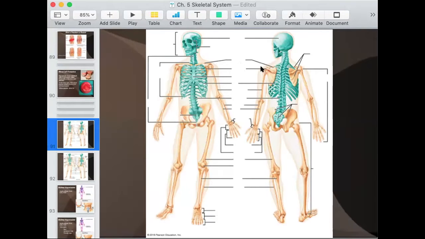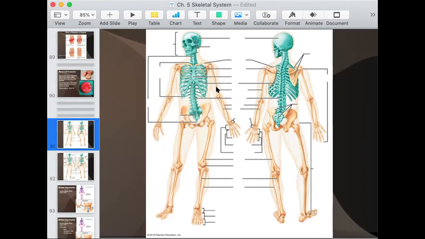And then going behind the clavicle right here, your shoulder blade. Scapula, that's right. So you wear your scapular around your shoulders. Your scapula is the name of your shoulder. Your arm bone up here, humerus, good. Also called your funny bone.